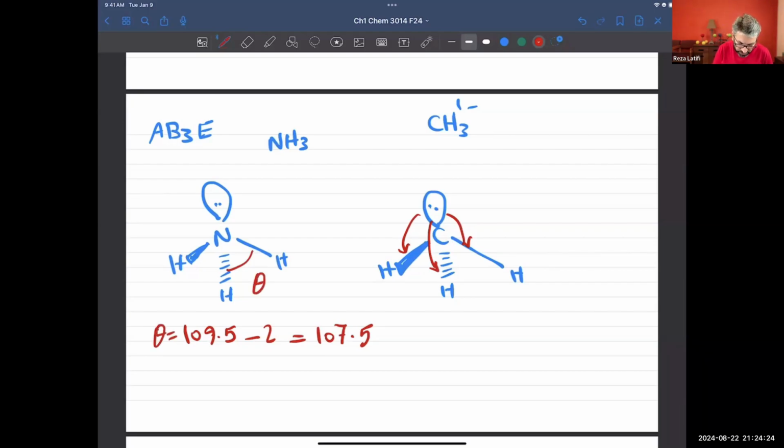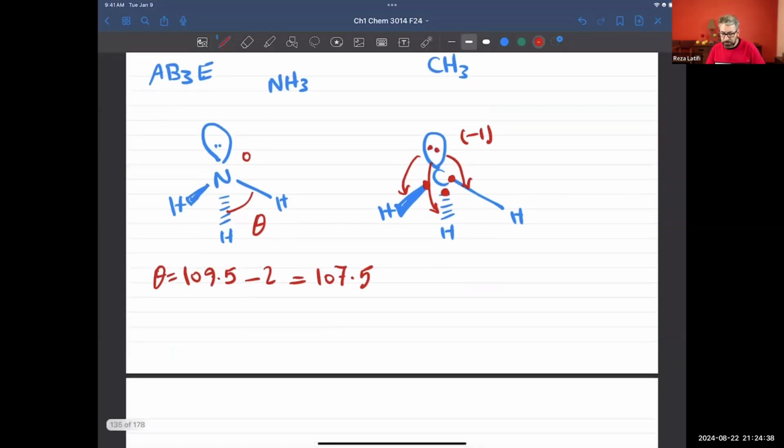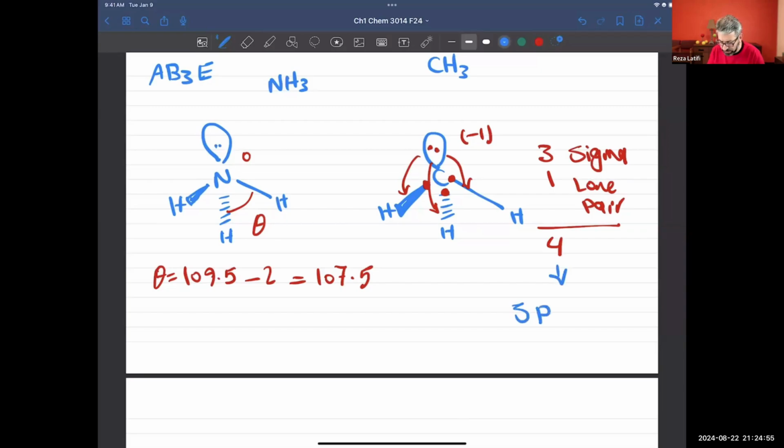Now, on the left side nitrogen has 0 formal charge, while here carbon, because it has 5 electrons around it, has -1 formal charge. What's the hybridization? Sigma plus lone pair. I have 3 sigma and 1 lone pair. So the hybridization will be sp3 because we have 4 pairs.